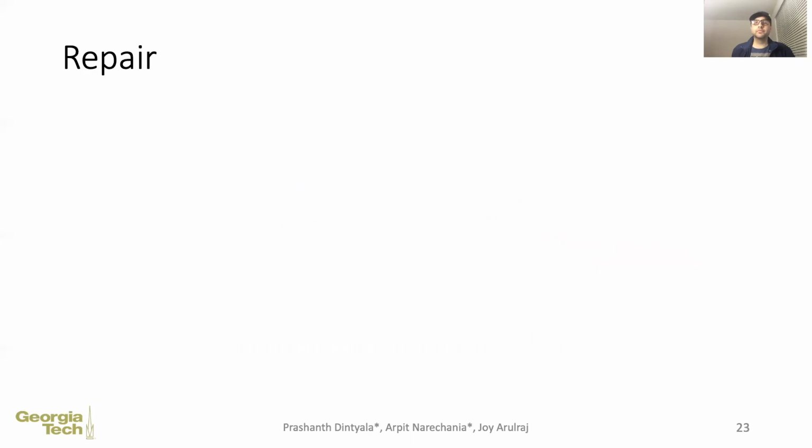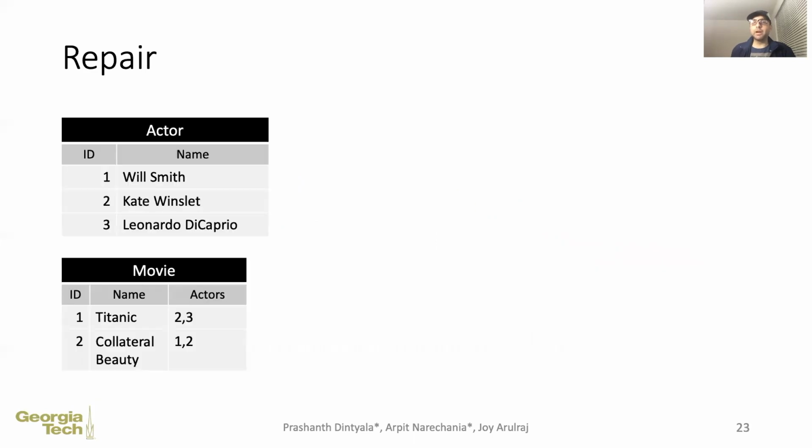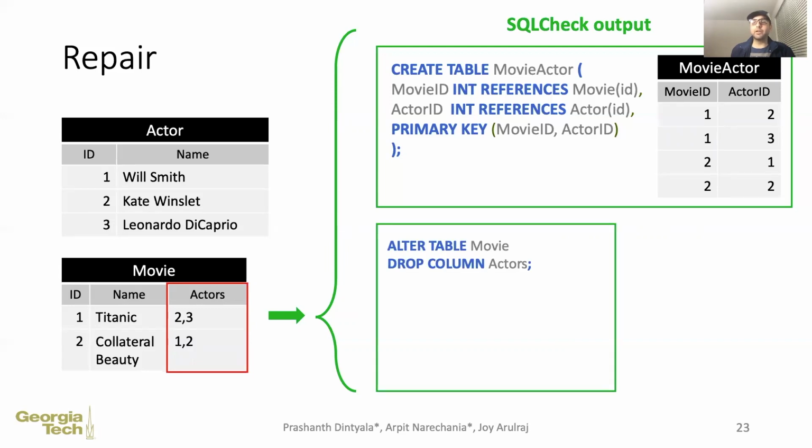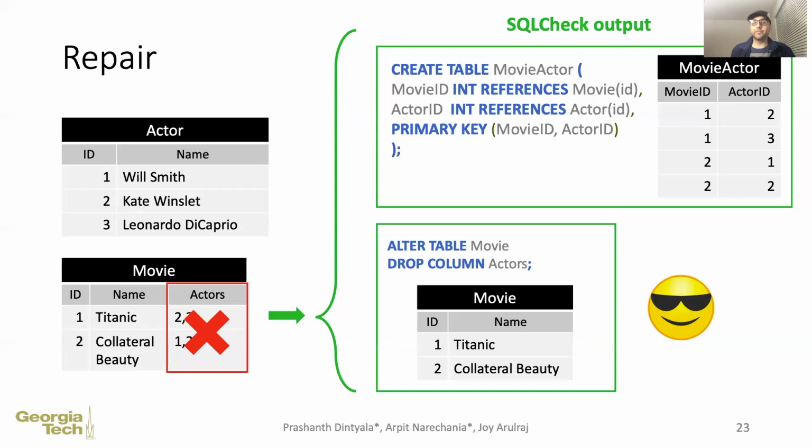Here's an example. Consider the multi-valued attribute anti-pattern. To repair this anti-pattern, the developer should create an intersection table. In this case, SQL Check provides the SQL statements that must be executed to achieve this transformation. First, it suggests a create table statement for generating the movie actor's intersection table. The developer must then manually transform the comma-separated lists in the actors column to generate data for the movie actor table. Lastly, SQL Check provides an alter table statement for dropping the actors column, concluding the fix.